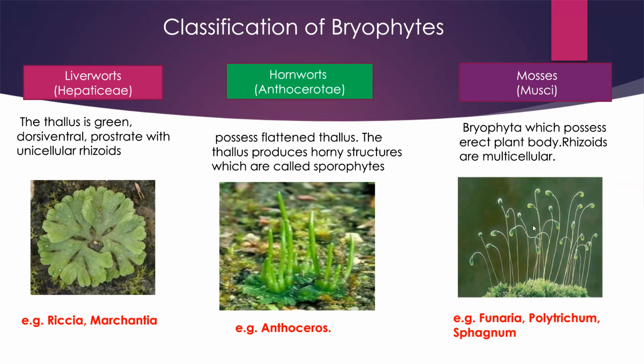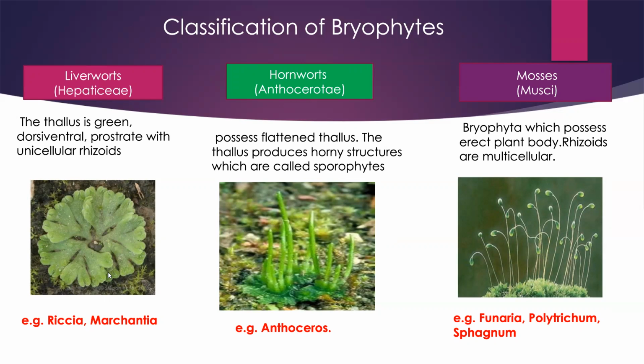It grows vertically. Okay, and now about the rhizoids. What are these rhizoids? Rhizoids are root-like structures which perform all the functions as the root performs. In the case of these two primitive groups of bryophytes, the rhizoids are unicellular, that means made up of a single cell.